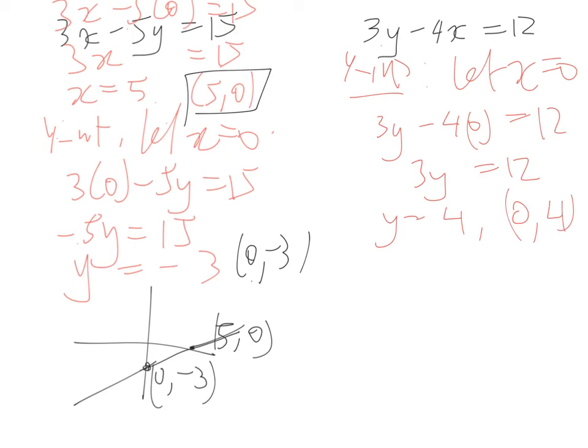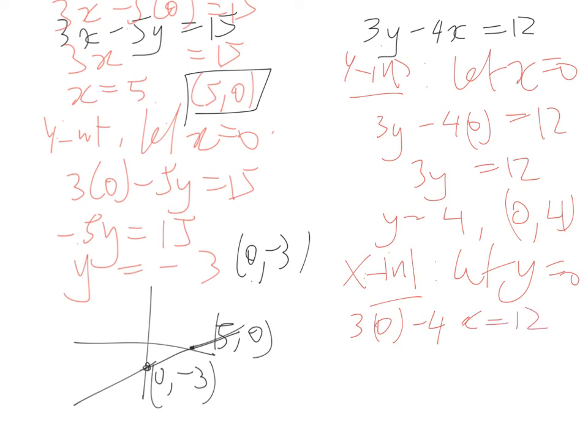And then for the x-intercept, we let y equal 0. And we've got 3 times 0 minus 4x equals 12. So negative 4x equals 12. So that implies that x equals negative 3. So we've got coordinates negative 3 and 0.